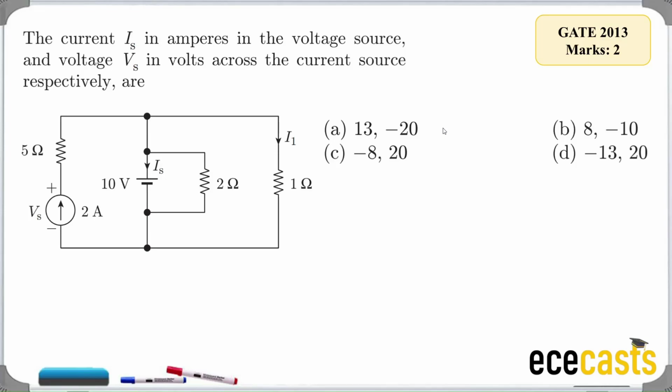Today we will solve a question from Basic Circuit Theory. This question appeared in GATE 2013. It is a 2 marks question. The question is: the current Is in amperes in the voltage source, which is this, and voltage source Vs in volts across the current source, which is this, respectively are. In other words, we need to calculate the current Is and the voltage source Vs from this circuit given.